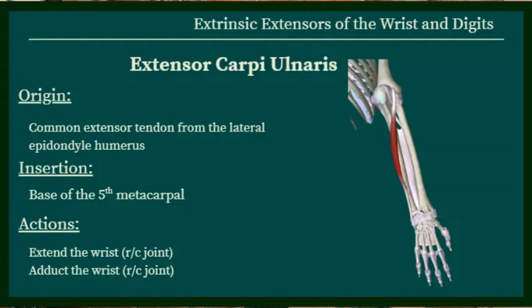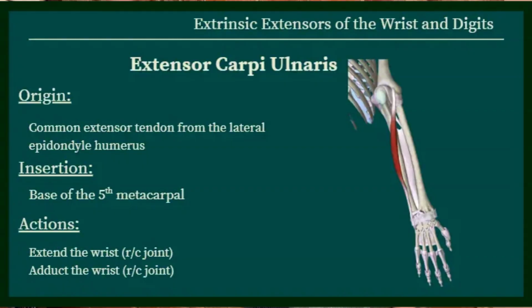And then we have extensor carpi ulnaris, which is the ulnar side. So once again, starting at the lateral epicondyle of the humerus, the common extensor tendon comes off of there, but this time it's going to attach at the base of the fifth metacarpal. It helps to extend the wrist also. So all of these, this extensor tendon helps all the wrist movements. Everything coming off of it makes the wrist extend, right? And it also helps to ulnar deviate or adduct the wrist.